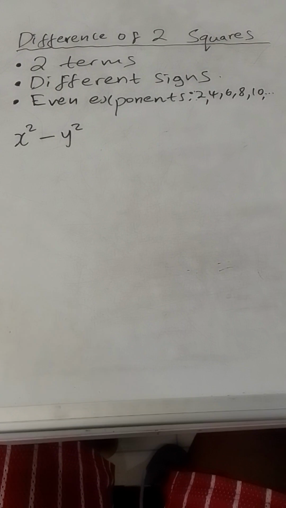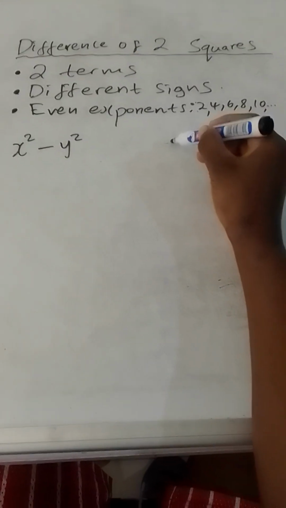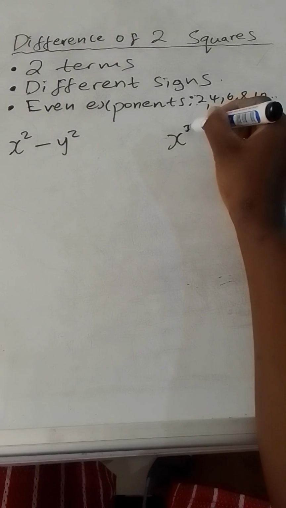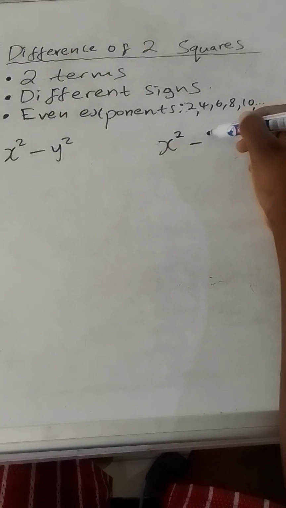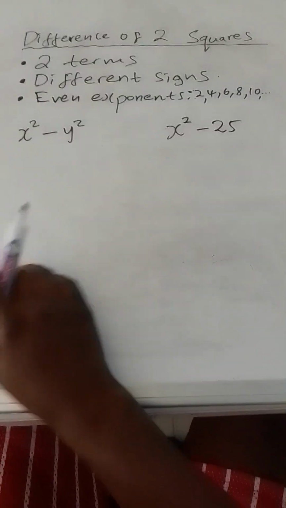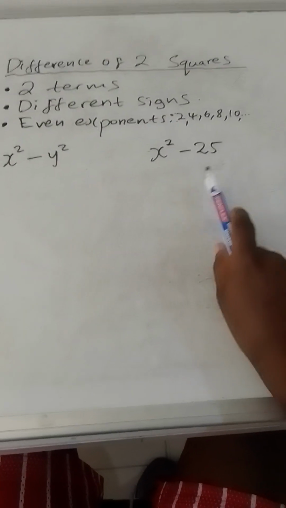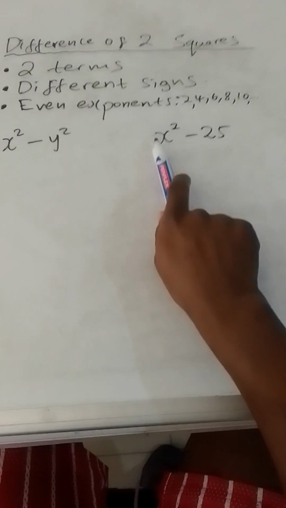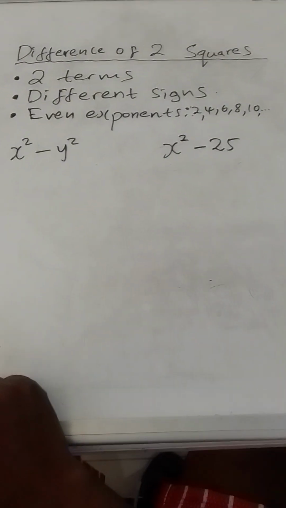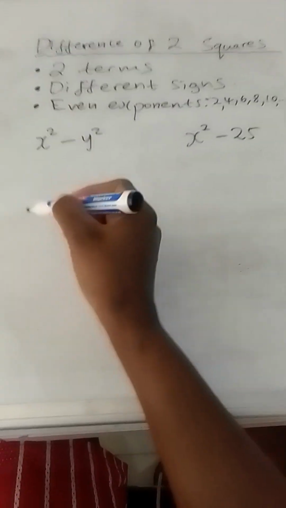Let's take another example. X to the power 2 minus 25. This is a difference of two squares as well because it has two terms. One term is positive, one is negative, and the exponents of the variables are even. Let's take some more examples.